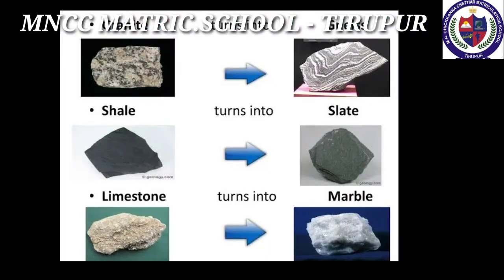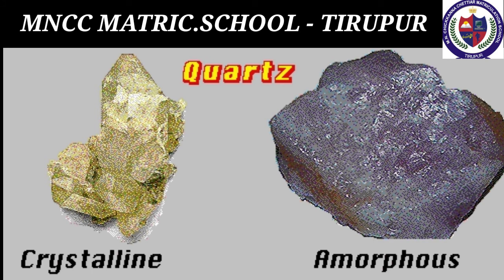Formation of metamorphic rocks from other rocks: granite into gneiss, basalt into slate, sandstone into quartzite, and shale into slate are some examples. Characteristics of metamorphic rocks: they are mostly crystalline in nature and have alternate bands of light and dark minerals.